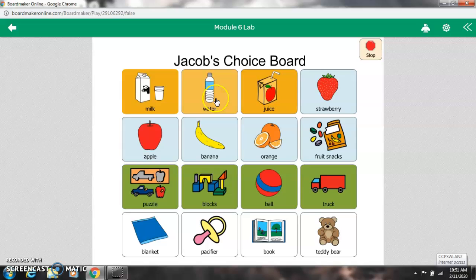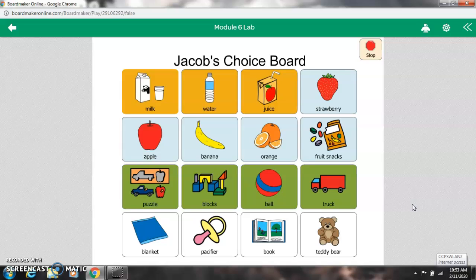Milk. Water. I want juice, please. Strawberry. I want apple, please. Banana. Orange. Fruit snacks. Puzzle. Blocks. I want ball, please. Truck. Blanket. Pacifier. I want book, please. Teddy bear.